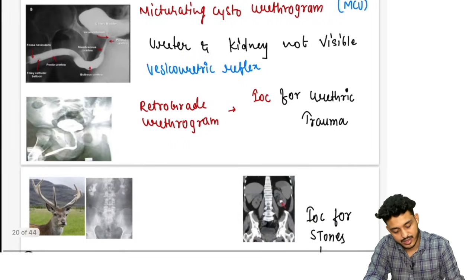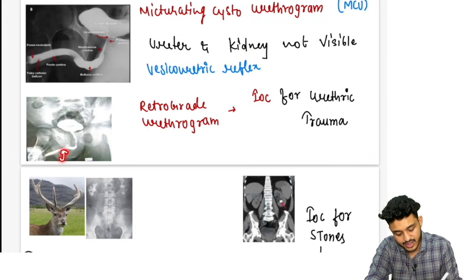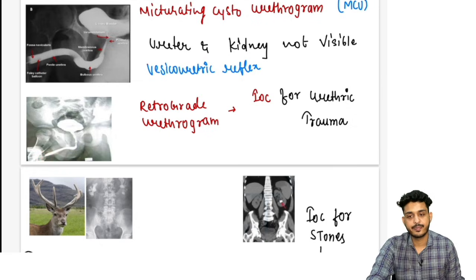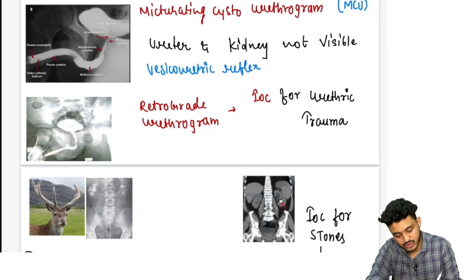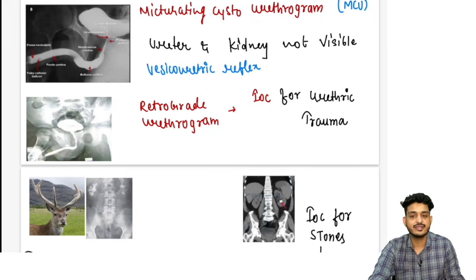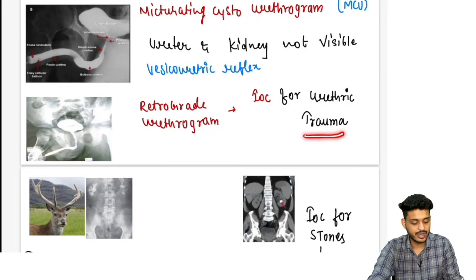Lastly, we have got retrograde urethrogram. This is specifically used for urethral injury, any kind of urethral injury. We are going to inject our dye here, and we are going to check whether any leakage is there. So it is the investigation of choice for urethral trauma.